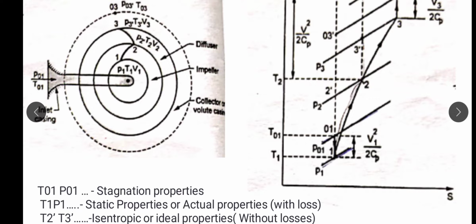It is also called the static properties, which are the actual properties with actual losses, frictional losses, turbulence losses, leakage losses. Then we also have some standard properties. Without losses, they are called isentropic processes, isentropic properties, and are denoted by a dash, that is T1 dash, T2 dash, T3 dash, or P3 dash, P2 dash. Okay, these are the notations.